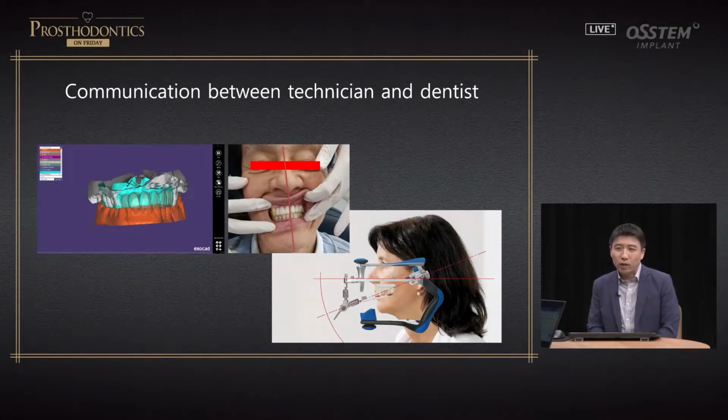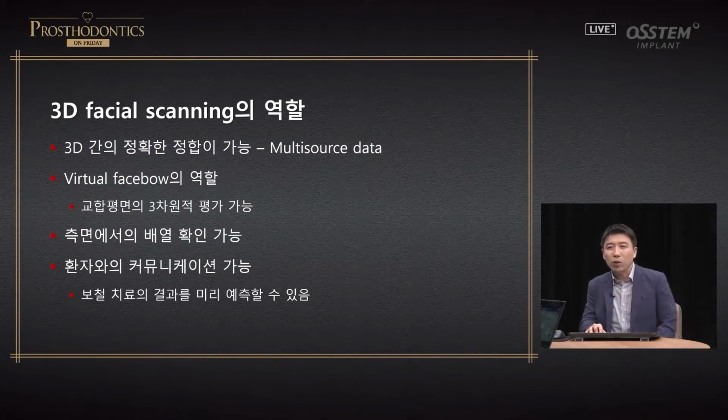FaceBo has been serving that purpose for a long period of time. You analyze dynamic occlusion. Let's talk about FaceBo. Register the relation between hinge axis and the maxilla. You use the articulator for mounting, and you can get some information. However, this is not complete information. Therefore, oral scanners can be utilized in more ways.